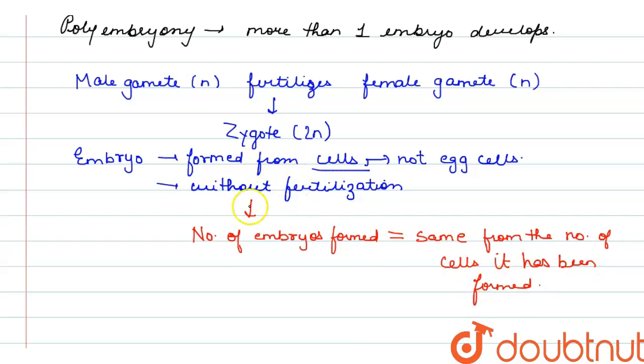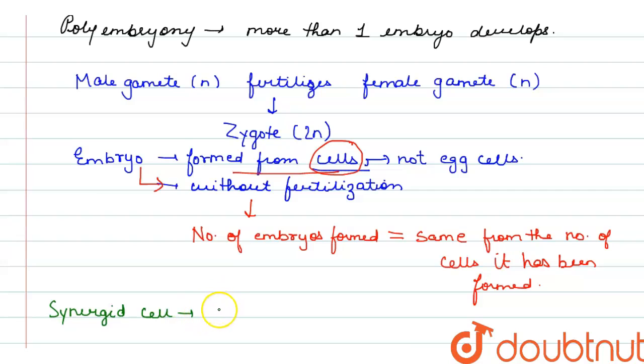Okay. So basically what I want to say here is that when an embryo is formed from cells which are not egg cells, and without fertilization, then because of the lack of fertilization, the embryo will have the same number of chromosomes as the cell it has been formed from, okay. So in this case, if we talk about the two options given over here, one is for the synergid cell, right? So if we talk about synergid cell which is not egg cell, right?